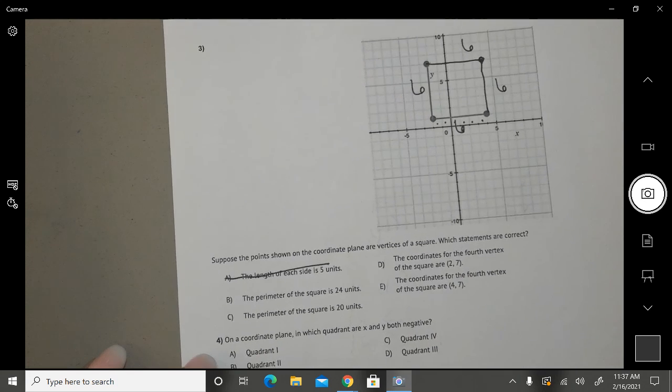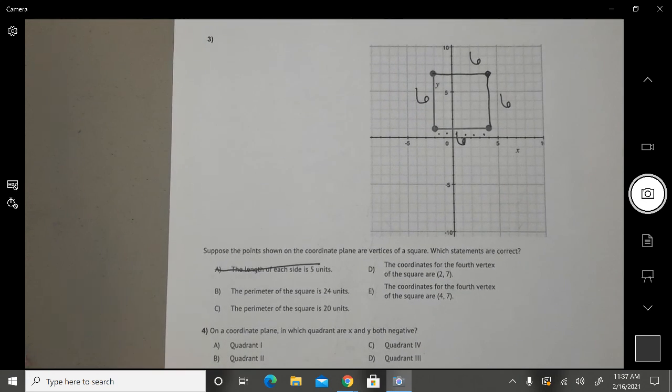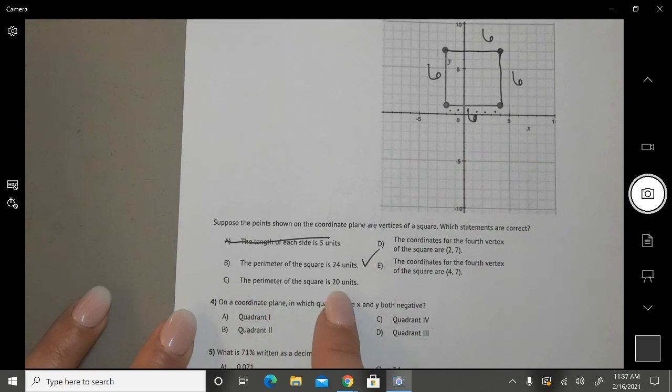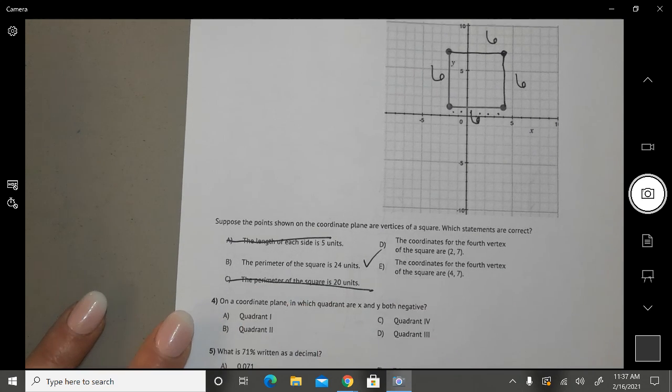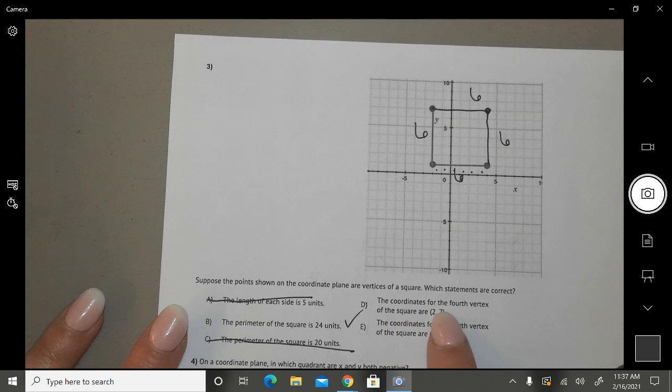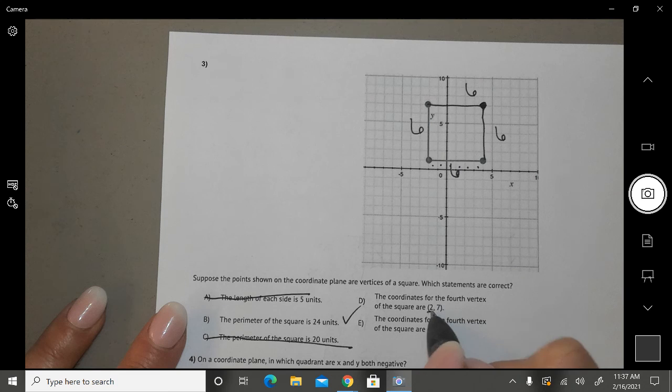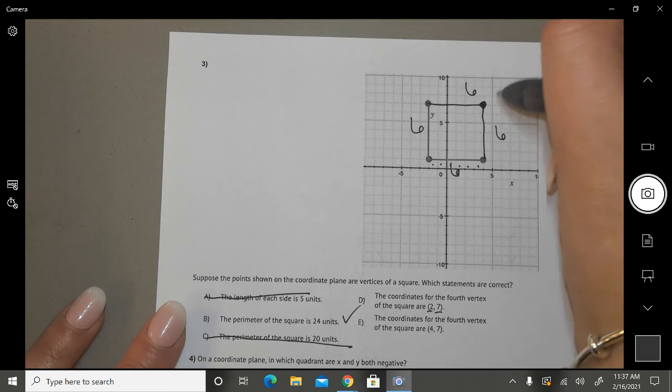B says the perimeter of the square is 24. Well, how do I find the perimeter of something? You add up all the sides. So if I add up all these sides, what do I get? 24. Is that true? Yes. Very good. C says that the perimeter of the square is 20 units. Is that true? No. We just found out it was 24. All right, it says the coordinates of the fourth vertice, so this right here, is 2, 7. Well, what's the location of this point right here?